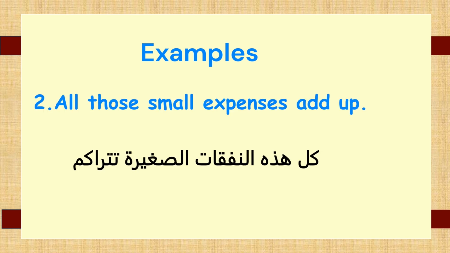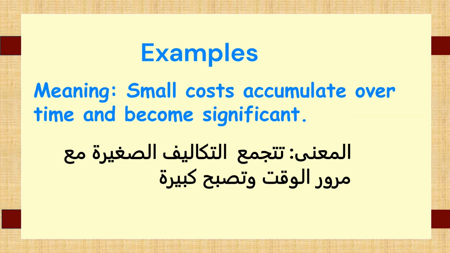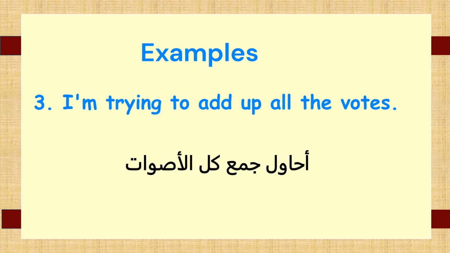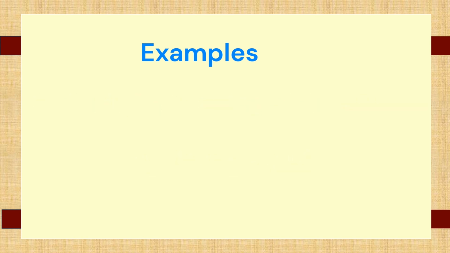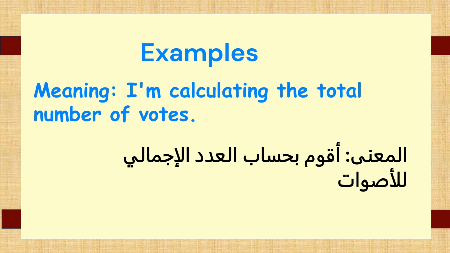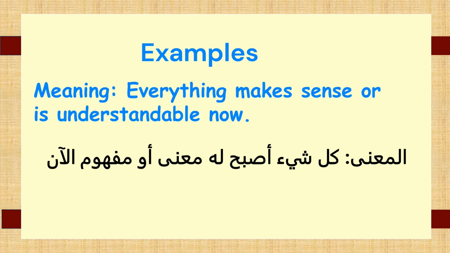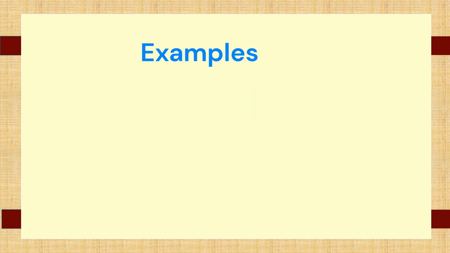2. All those small expenses add up. Meaning, small costs accumulate over time and become significant. 3. I'm trying to add up all the votes. Meaning, I'm calculating the total number of votes. 4. It all adds up now. Meaning, everything makes sense or is understandable now.